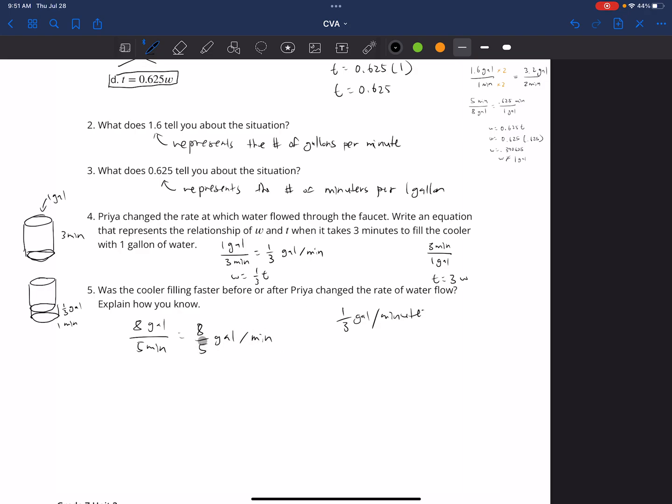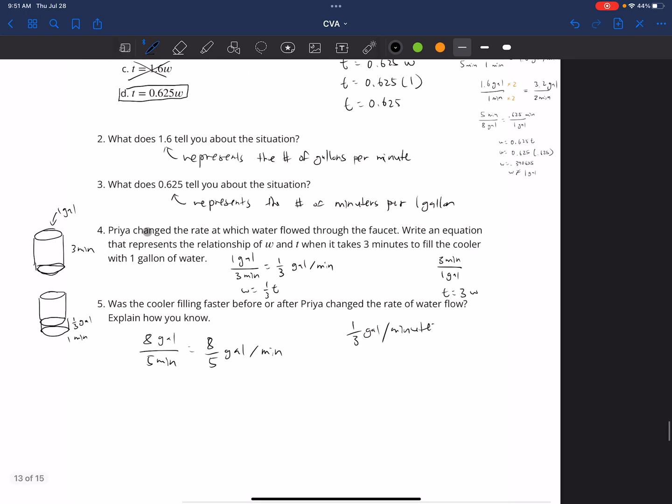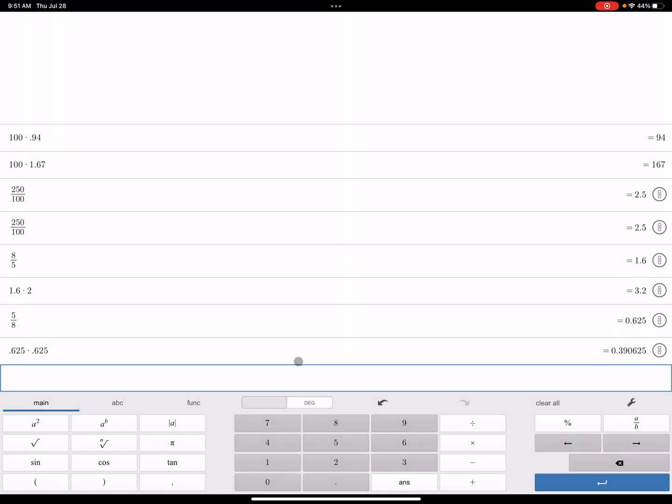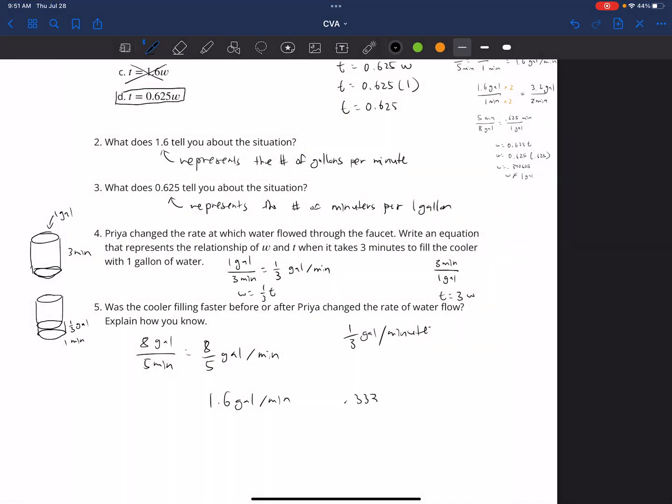So obviously this is going to be more, right? And the reason why is because 8/5, like we said, is actually 1.6. So this is taking 1.6 gallons per minute. And this is only taking about, if I do 1 divided by 3, that's going to be 0.3333. That only takes about 0.33 gallons per minute. So the first one was definitely filling the cooler faster than the second one.